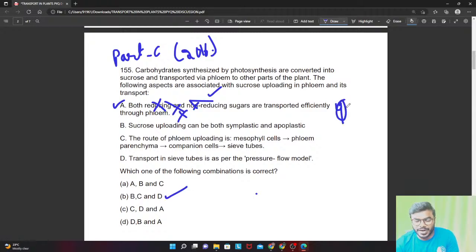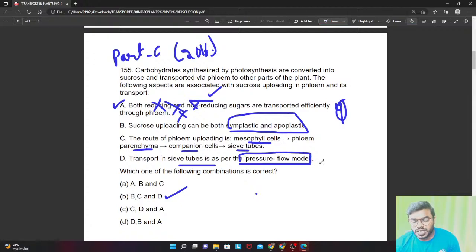See, 4 marks are in your hand, just like that. Sucrose uploading. See, the lines are also directly from what we discussed. Sucrose uploading can be both symplastic and apoplastic. And how many times have I written this? The route of phloem uploading is mesophyll, parenchyma, companion cell, sieve tube. How many times did we study the same? Transport in the sieve tube is by what model? Pressure flow mechanism. Sometimes instead of pressure flow mechanism, they can also call it the Munch flow hypothesis. Friends, both are absolutely the same.